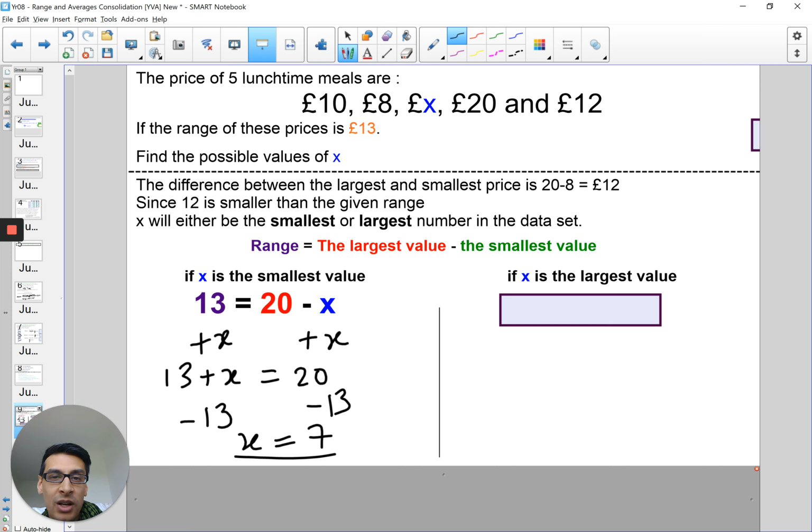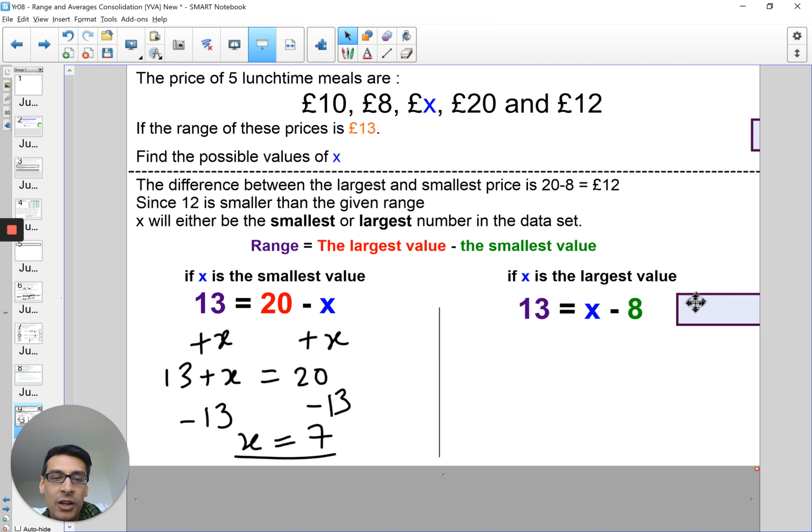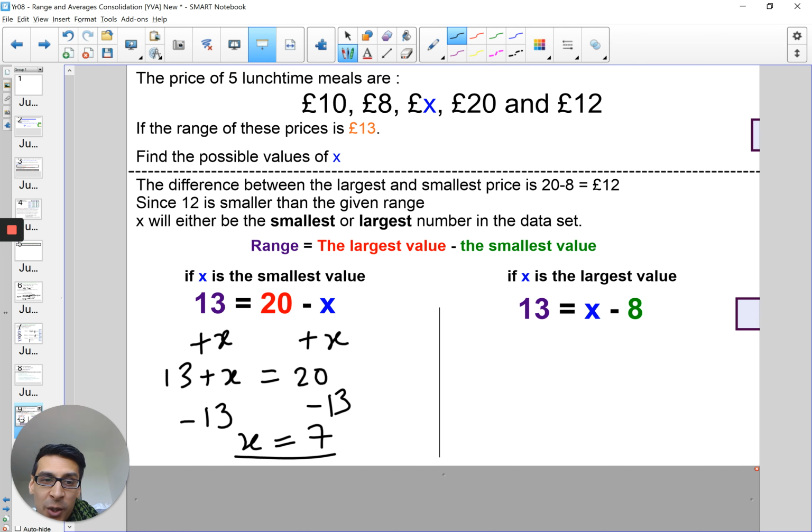Now, if x, for example, was the largest number, well, it would have to be a number bigger than 20. So one way to do it is go back to the formula here. Range is equal to the largest value take away the smallest value. So the largest value in this case is x. We're going to work it out. The smallest value stays at 8 and the range stays at 13. So now we can solve this. I can add 8. So then I can do 13 plus 8 and I get 21. So x can be 21.